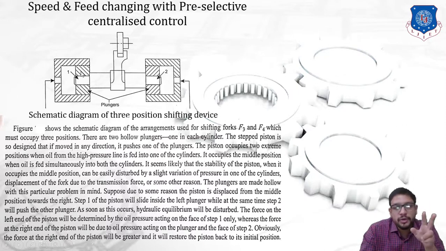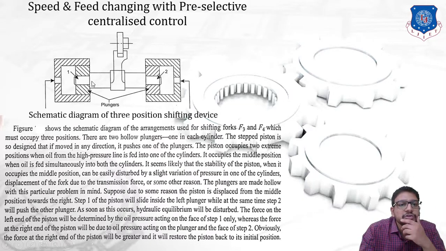Okay, there are two plungers placed, plunger 1 and plunger 2. Both the plungers are hollow. Okay, and within this plunger there is a stepped piston. Now what is a stepped piston? So a stepped piston is one which looks like a staircase. Okay, you can clearly see there is one portion of the stepped piston and there is another portion which is of a broader size.